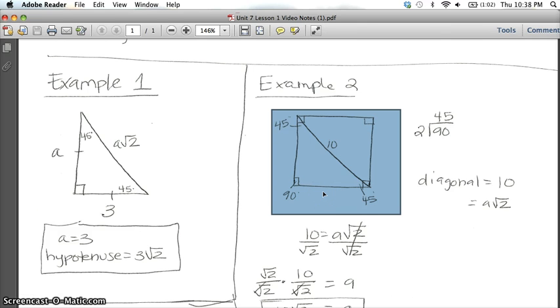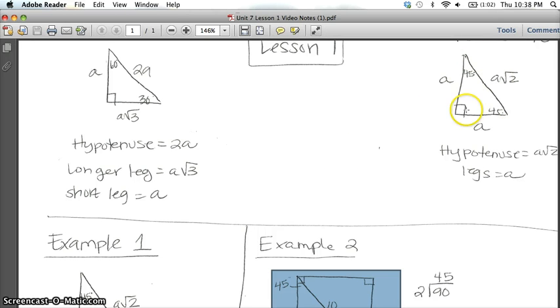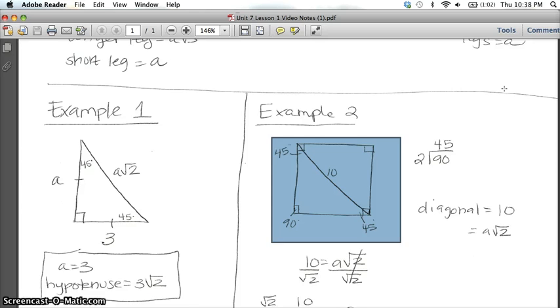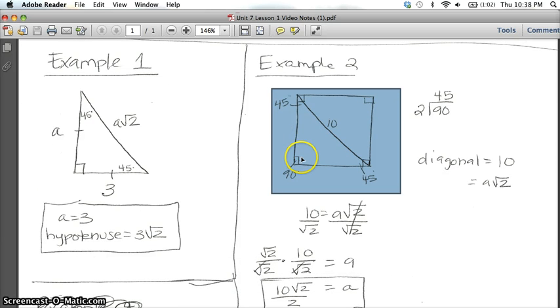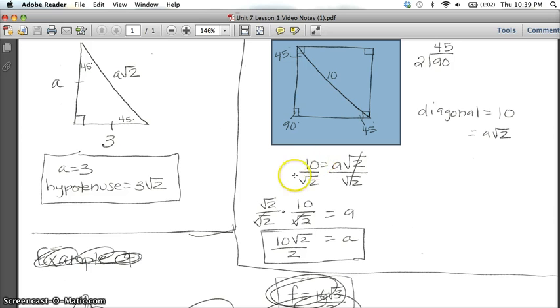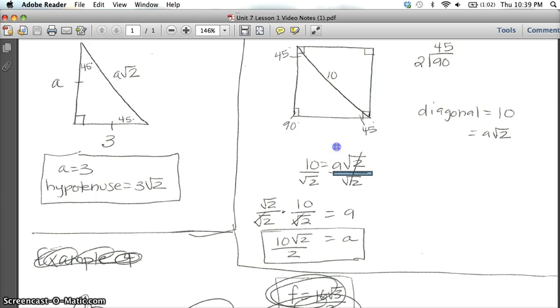Okay, so I need to find out what a is. If we go back up here to my 45, 45, 90 triangle, I know that my hypotenuse is a square root of 2. So I'm just going to make my diagonal, which is my hypotenuse, equal to a square root of 2, which is what I did down here. 10 is equal to a square root of 2. Then to get a by itself, I'm just going to divide by square root of 2. So I get rid of my square root of 2. What I do to one side, I have to do to the other. So I have 10 over square root of 2.